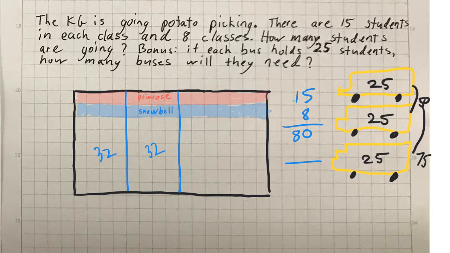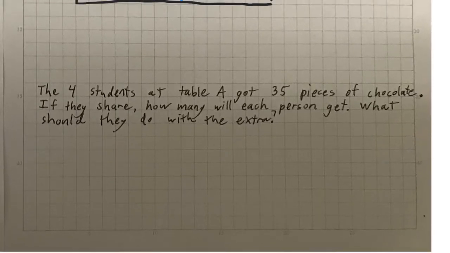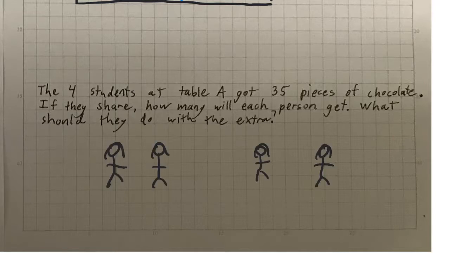And then the last one, this is actually maybe a little bit simpler. 4A students, the 4 students at table A, got 35 pieces of chocolate. If they share, how much will each person get? You could just divide it up, draw a picture. You could even label the girls if you know who's at which table and how many pieces of chocolate they are all going to get. And then the other question, since we're solving problems here, is there's going to be something extra. So you have to come up with an idea. What should they do with the extra chocolate? How are they going to decide what happens to that extra chocolate?